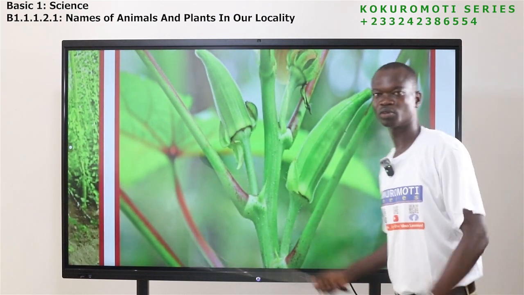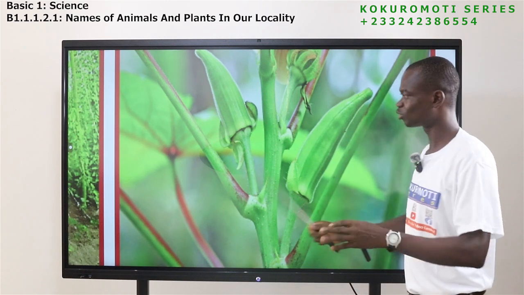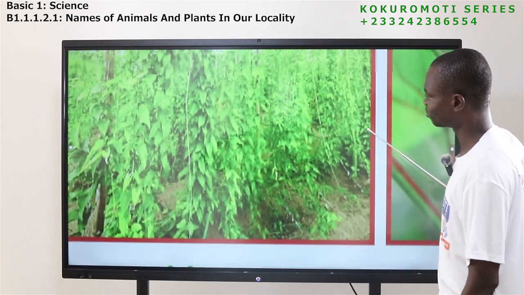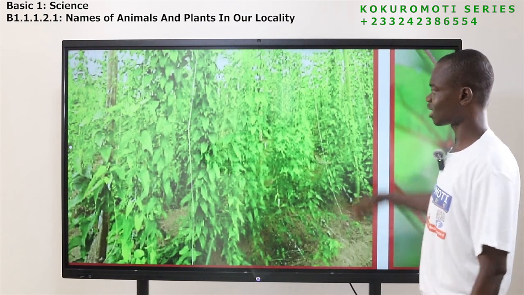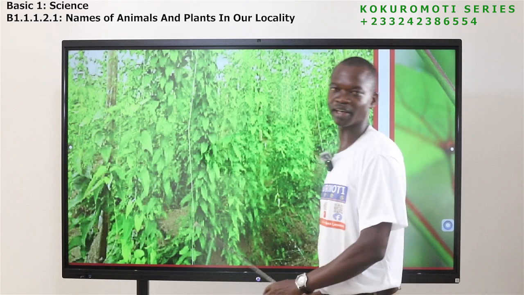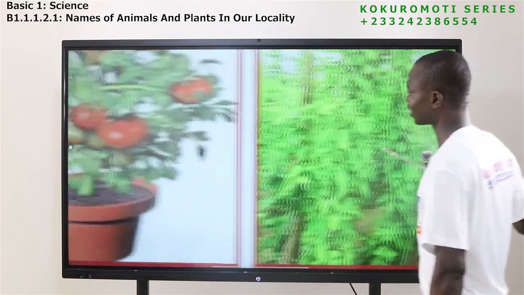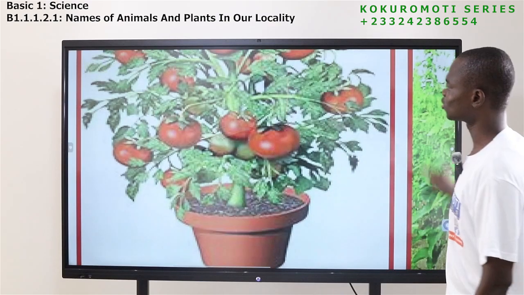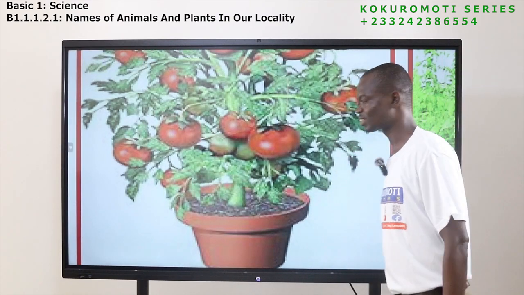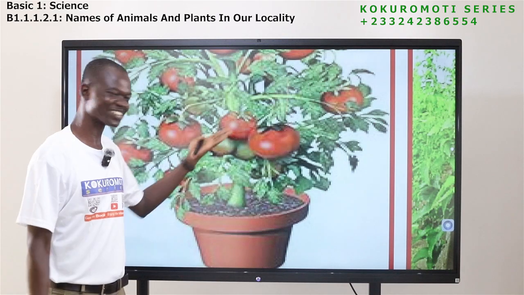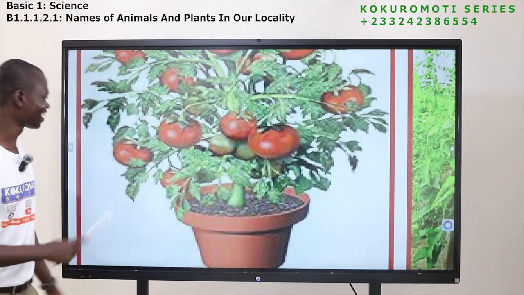Okra. We call it nkrumah. We have this yam. This is a yam plant. So we also call it baire. The next one is what? Tomatoes. We call it ntus. That is what I know. Okay.